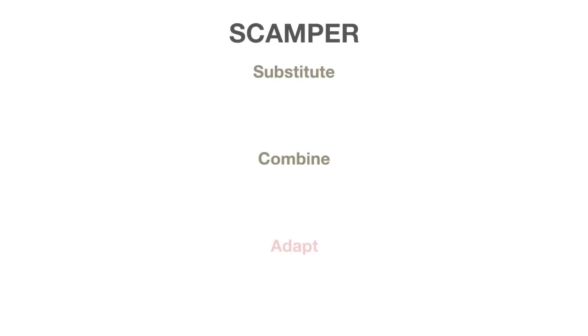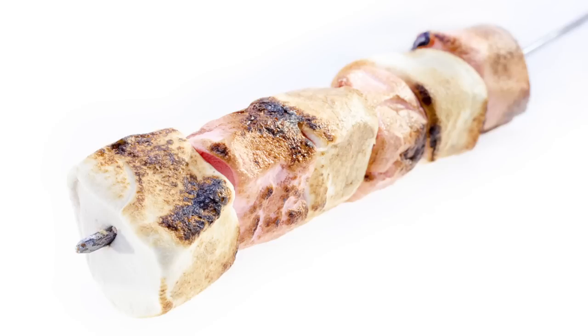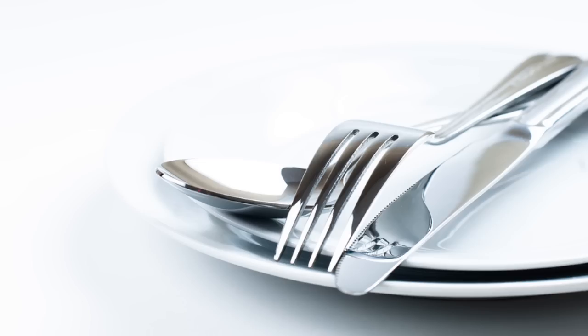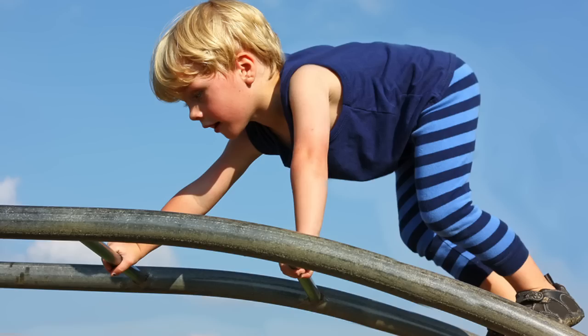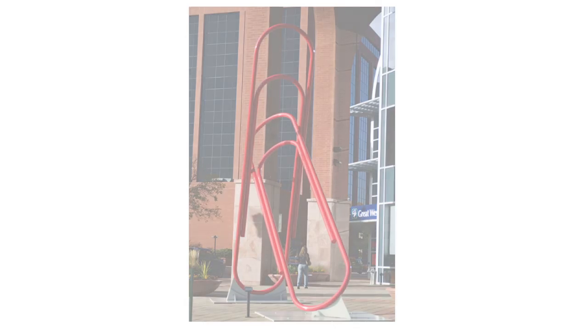For A, adapt, you might ask questions. What else is it like? What other ideas does it suggest? Greater frequency? Stronger? Larger? Higher? If you apply the verb adapt with respect to the paperclip, a paperclip that is a little bit larger might work as a marshmallow skewer or as silverware. But if it was even larger, it might be playground equipment, a door frame, or public art.